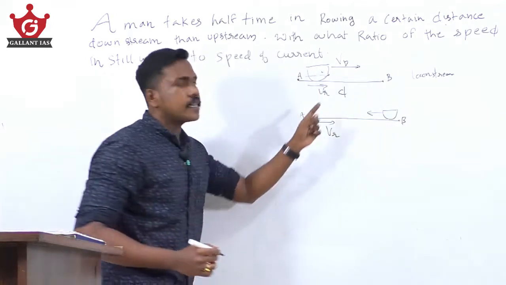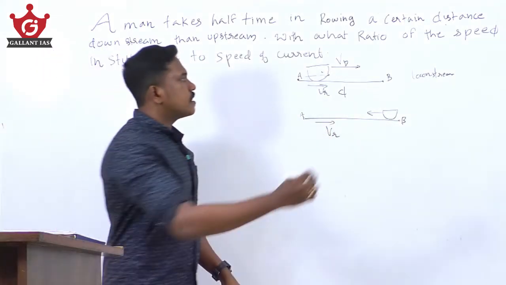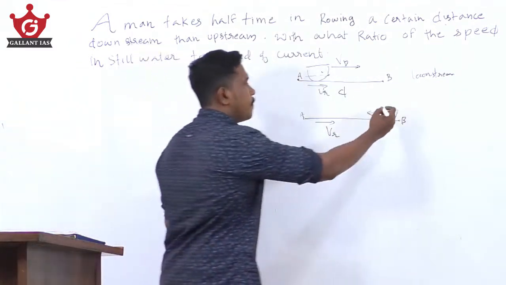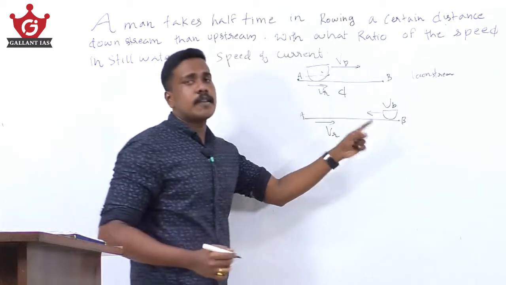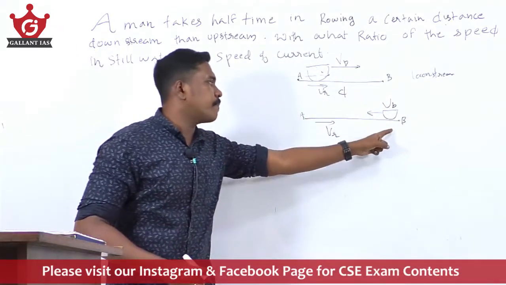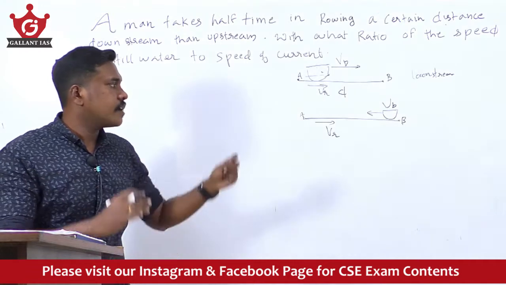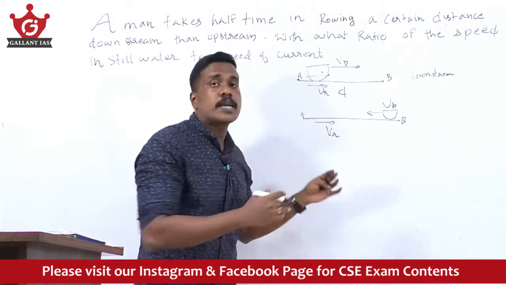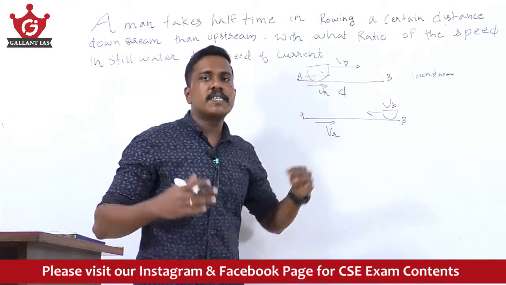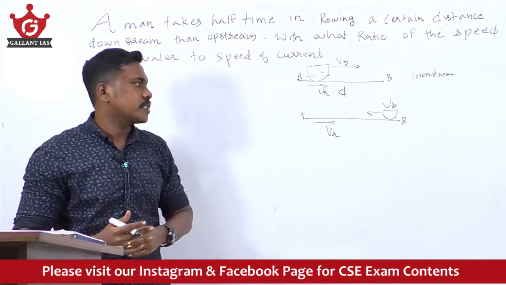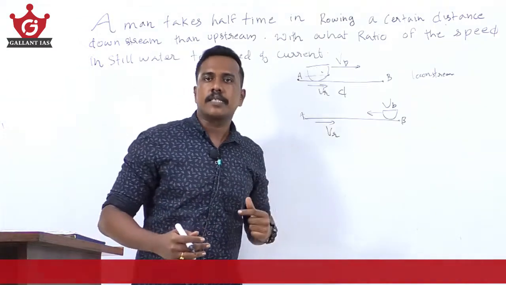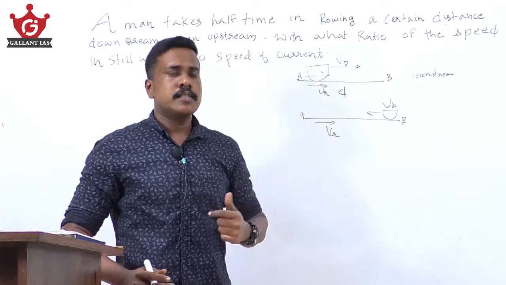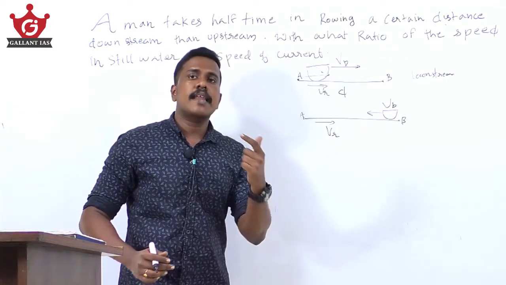So VR is the velocity of the flow of the river from A to B, and VB is the velocity of the boat in still water, and the boat is moving from B to A. So here you can see that both the boat and the river are moving in the opposite direction. The stream of the water as well as the movement of the boat are in the opposite direction. This boat will be experiencing a lag force.